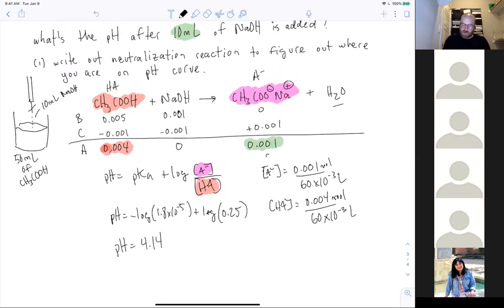So the crucial thing here is that punching through the numbers and plugging in values is fine, but you have to know what the workflow is going to be for the problem. Once you write out the neutralization reaction, if I'm at the point on the pH curve where I have some HA and some A minus present, that's when I know that the Henderson-Hasselbalch equation is what I want to pull out. That's the indicator for what's happening in the reaction.